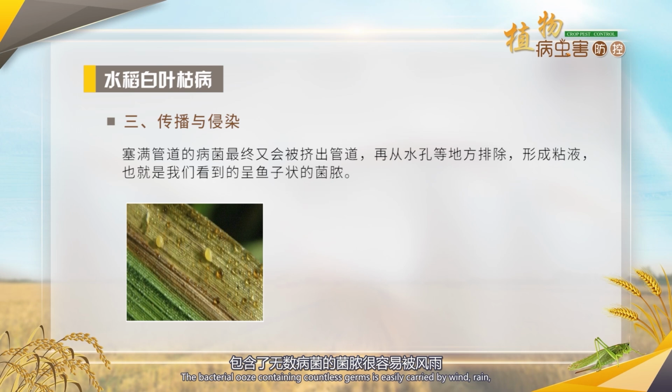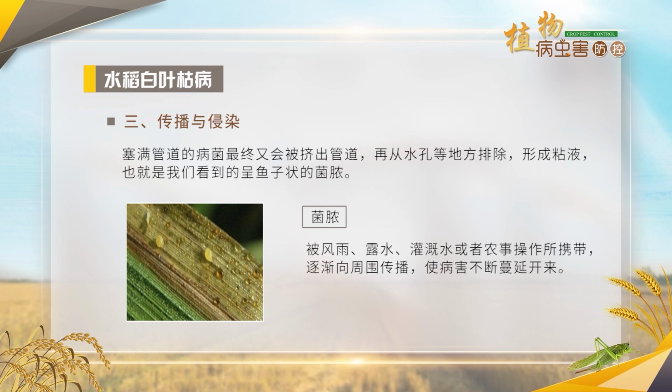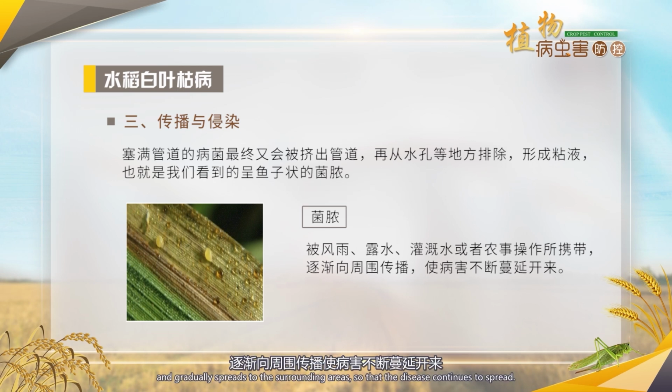The bacterial ooze containing countless germs is easily carried by wind, rain, dew, irrigation water, or agricultural operations, and gradually spreads to the surrounding areas so that the disease continues to spread. Each disease has its own occurrence regularity, as does rice bacterial leaf blight.